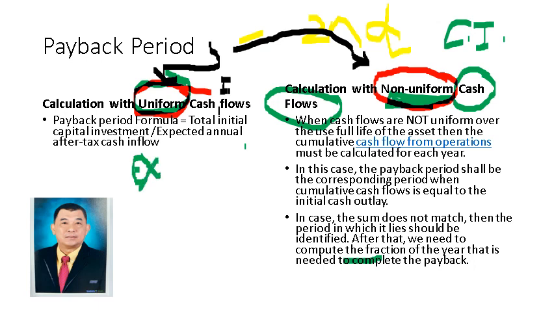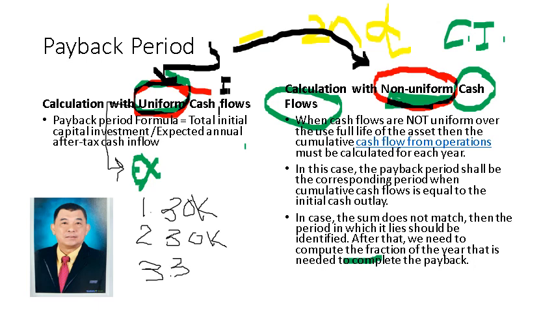Example. We have on the first year, we are talking of uniform. On the first year, you have a cash inflow of 30,000 pesos. On the second year, since it is uniform, therefore it will be 30,000 again, your cash inflow. And on the third year, it is going to be what number? Very good, 30,000 because it is a uniform cash flow.